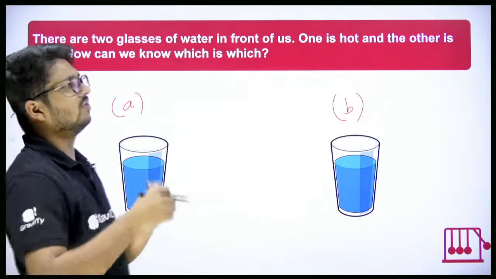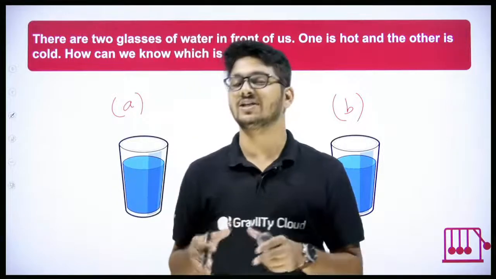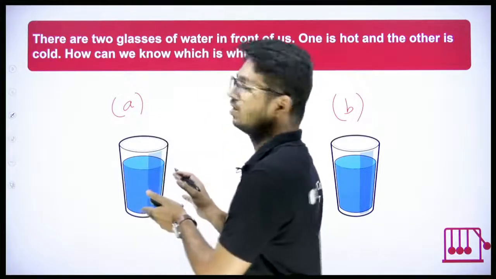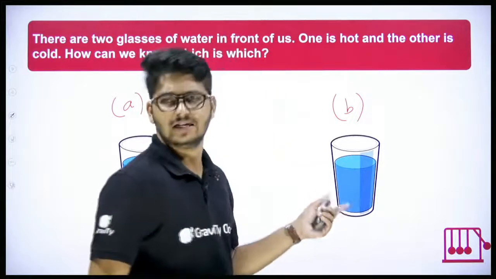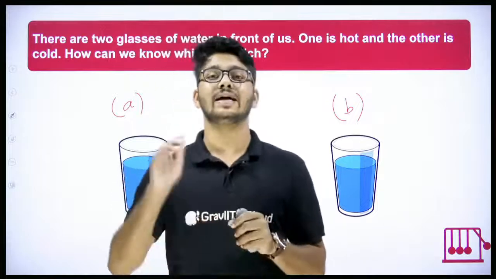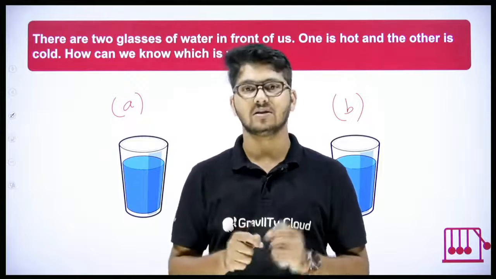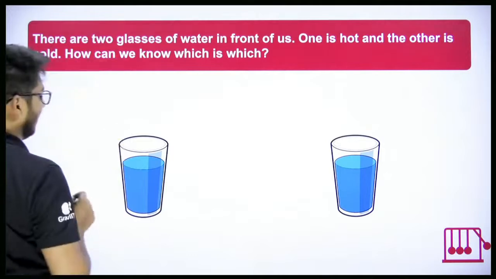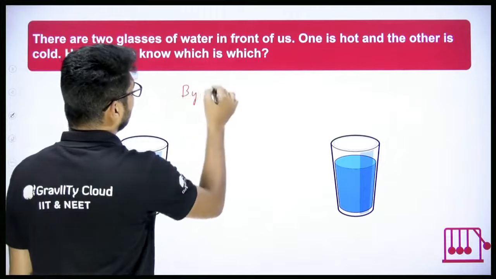Now let's say it is not very hot, it's not very cold. Okay, then it's very simple, we can touch it. By touching, we can say this one is hot. When you touch the hot glass, you will feel hot. But when you touch the cold glass, you will feel cold. You can tell that by touching the glass. So touch can be a useful tool to understand whether a given object is hot or cold.